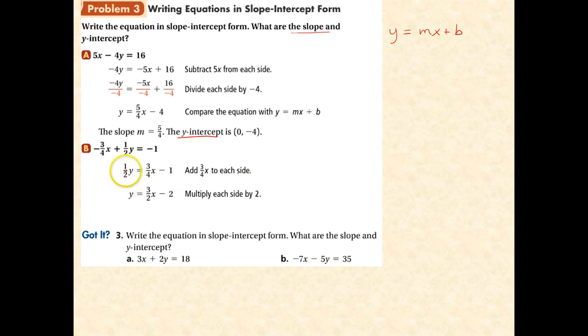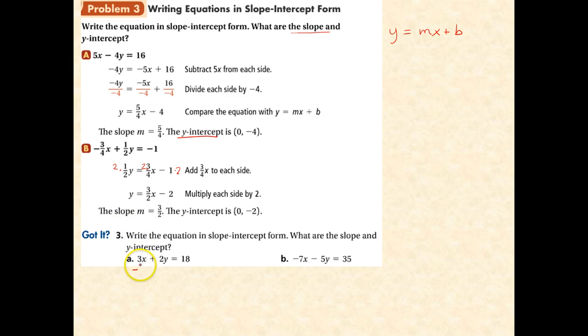And so what happened here? If we multiply by 2 here, multiply by 2 here, multiply by 2 here, so 2 over 2 is 1, so that's why it's 1y. 3 times 2 is 6, and 6 over 4 reduces to 3 over 2, and then 1 times 2 is 2. So the slope is 3 over 2, and the y-intercept is (0, negative 2). Alright, pause and see if you can do number 3. Push play when you're ready to see it.